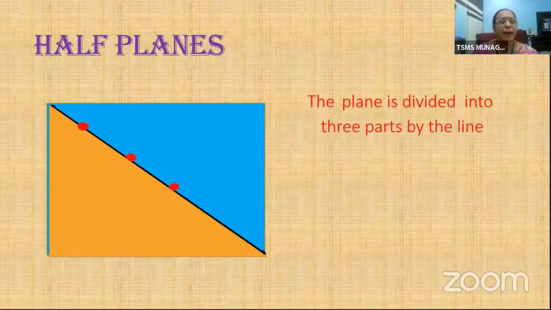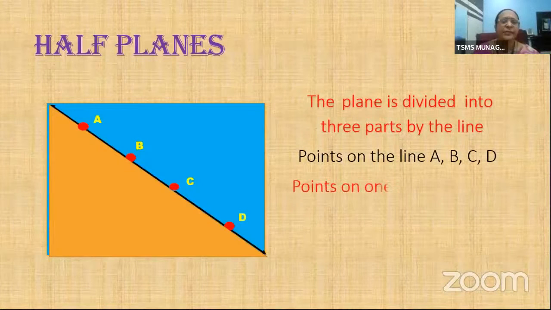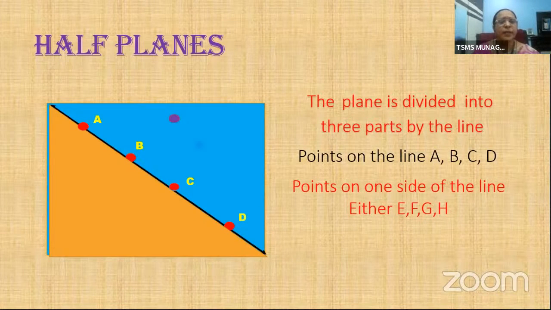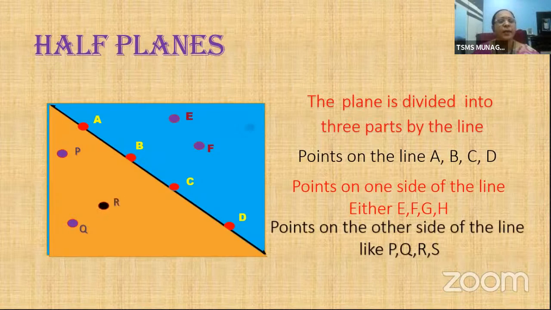How? The first part is the set of points on the straight line, which are A, B, C, and D. The second set are the points on one side of the plane, which are E, F, G, and H. And the points on the other side of the straight line are P, Q, R, and S. So here we have three sets of points: the set of points on the straight line, the set of points on one side of the straight line, and the set of points on the other side.